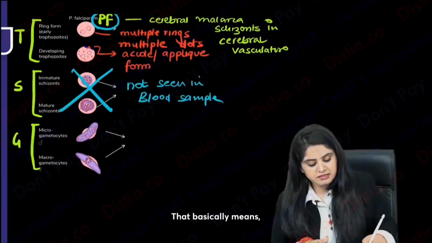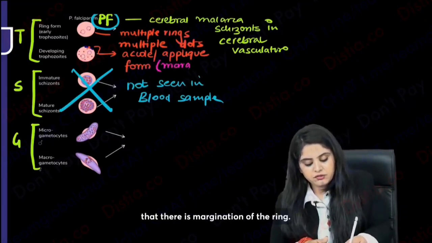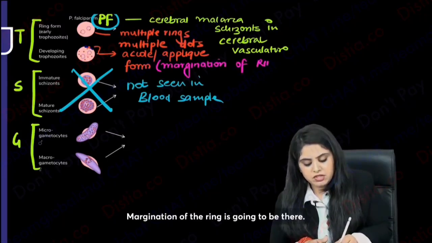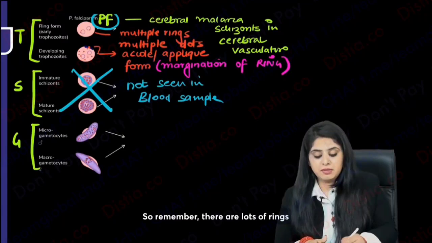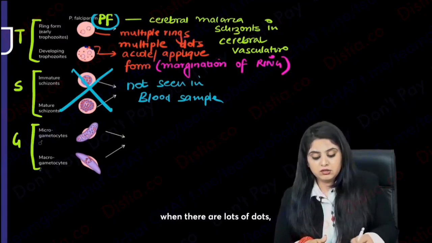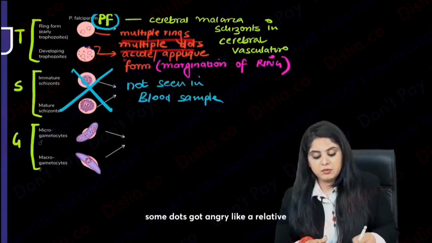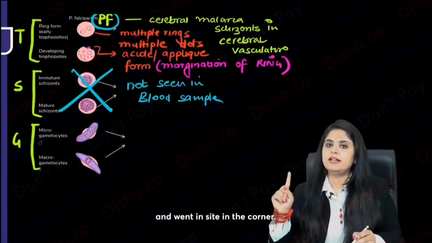That basically means that there is margination of the ring. The ring decides that I'm going to go and sit in one corner. Okay, margination of the ring is going to be there. So remember, there are lots of rings when there are lots of dots, and apart from that, some dots got angry like a relative and went inside in the corner.